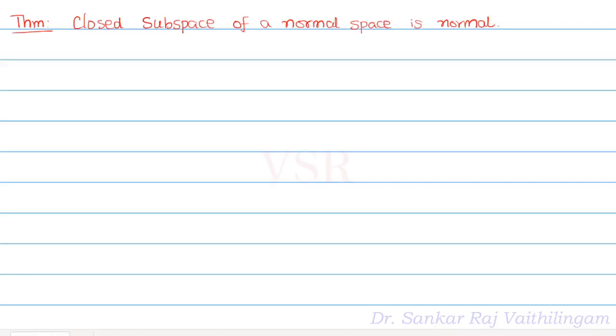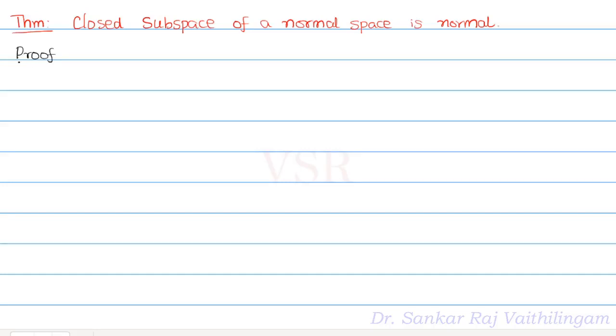Dear viewers, in this video let us prove that a closed subspace of a normal space is normal. Note that a subspace of a regular Hausdorff space is Hausdorff, and a subspace of a regular space is regular. We have proved these already. But a subspace of a normal space will not be normal in general. However, if it is a closed subspace, then it will be normal. Okay, so we will prove this.